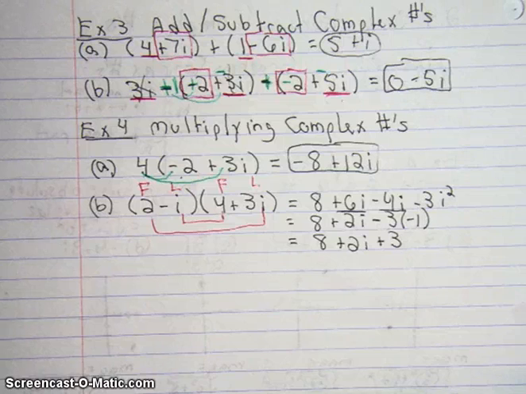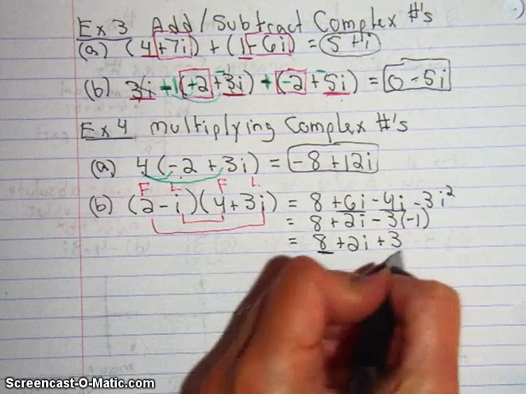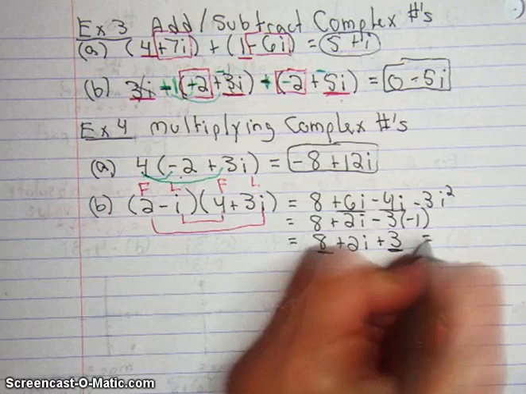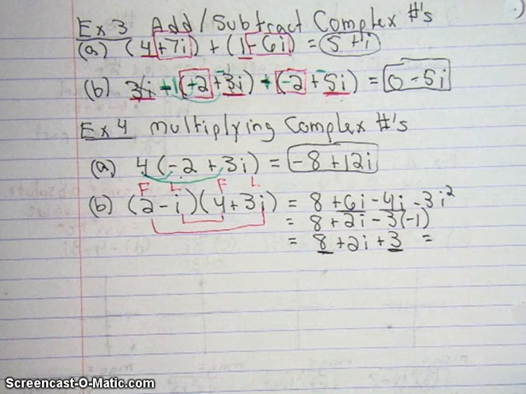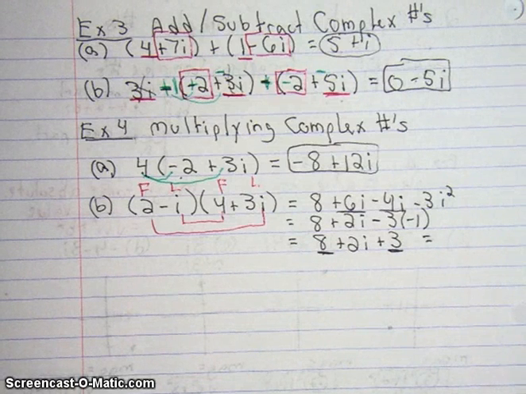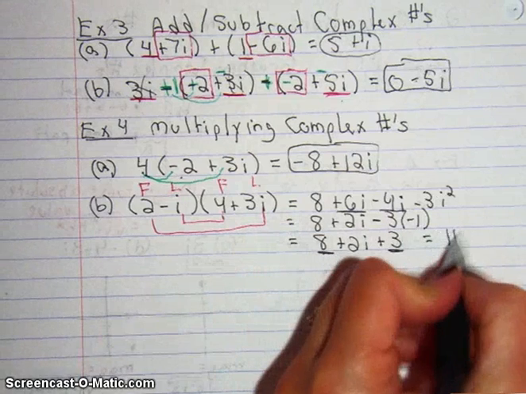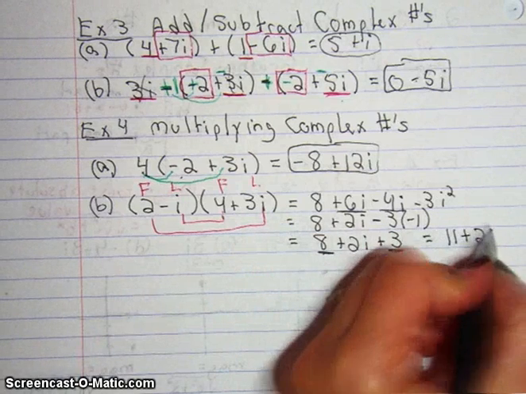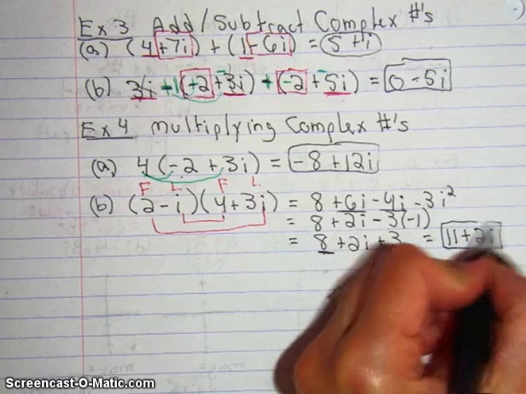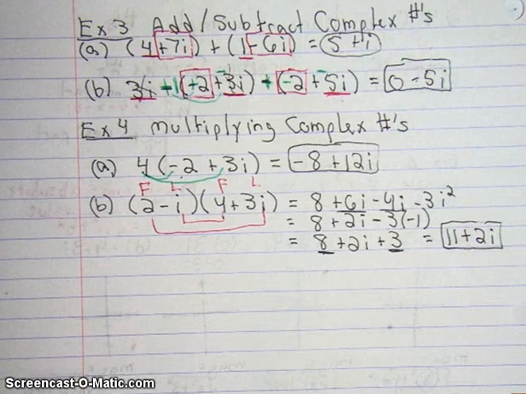Okay. And then I think, guys, we have one more set of like terms. So let's go that way. Sydney, so final answer? 11 plus 2i. Sydney, is that true complex form? Yes, it is. We're going to be doing more foiling in a little bit.